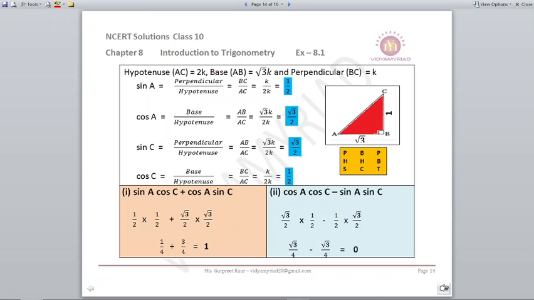Sin C, looking at C, your opposite is AB. So AB upon AC, root 3 upon 2. And cos C will be base upon hypotenuse. What will be base? Base will become BC.